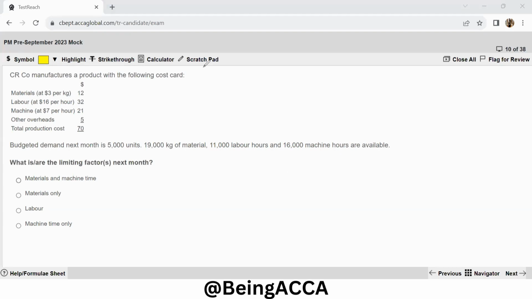First of all, let's have a look at materials. So materials, if I divide $12 by $3 per kg, that means I need 4 kg per unit. So I need to make 5,000 units, and for 5,000 units, I need 4 kg per unit. So this comes out to be 20,000 kg.